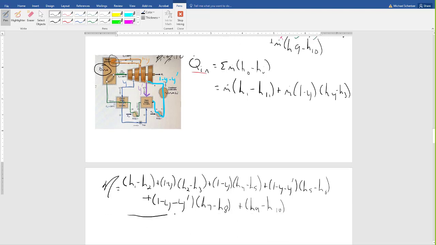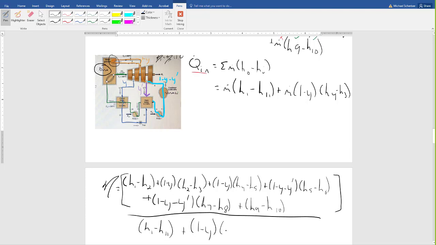And all of this is going to get divided by, I'll put this all in one big square bracket to remind myself that's all one term, right? This is going to be h1 minus h11 plus 1 minus y, h4 minus h3. So we've got a symbolic solution for our thermal efficiency, but we can see there's a lot of things we don't know. A fair number of these states we don't know, and we don't know y or y prime. But at least we got a symbolic solution, right?